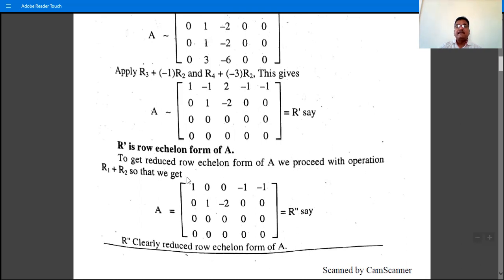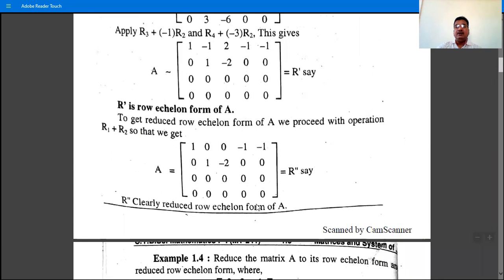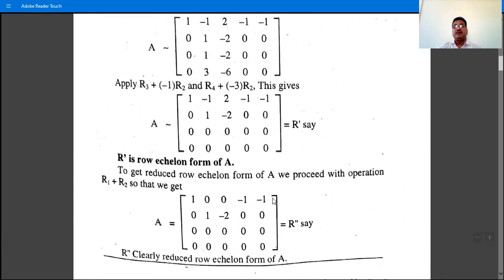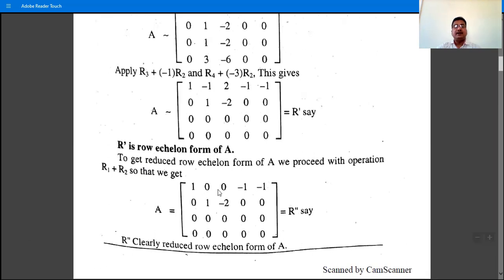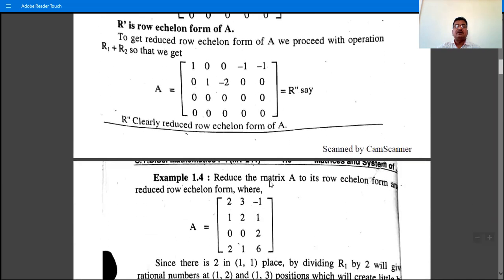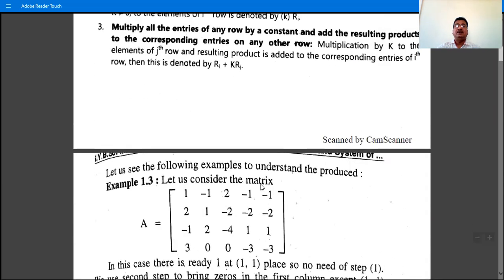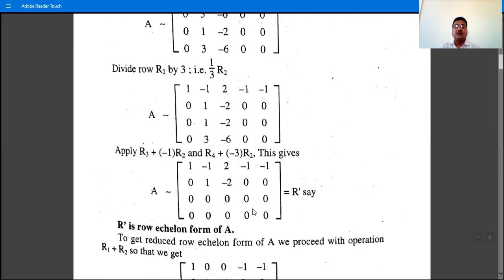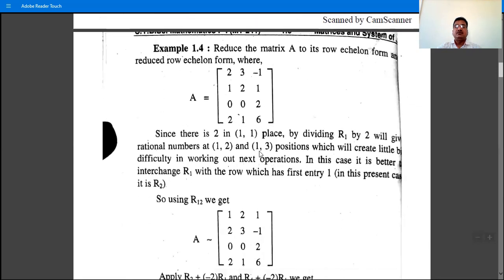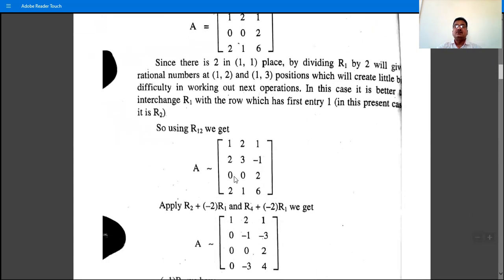So we have this, and this is the matrix in reduced row echelon form. This is the echelon form of the matrix A, or this is called row echelon form of the matrix A, and this is the reduced row echelon form of the matrix B. So we can reduce every matrix to row echelon form or reduced row echelon form. So the question is: reduce the matrix A to its row echelon form and reduced row echelon form. So this is the example, and this is the answer of this example.